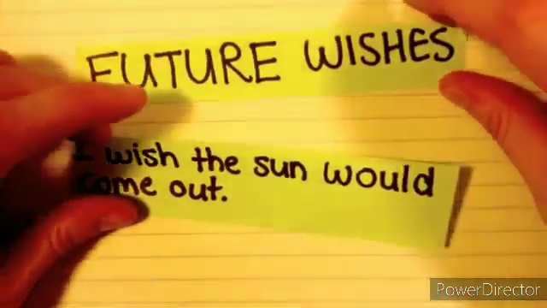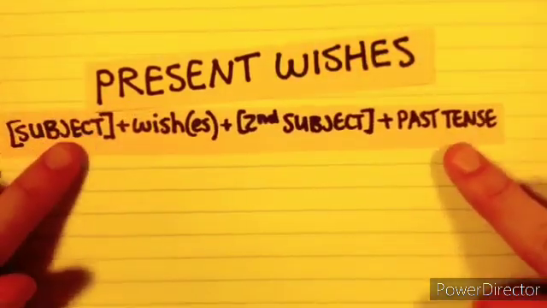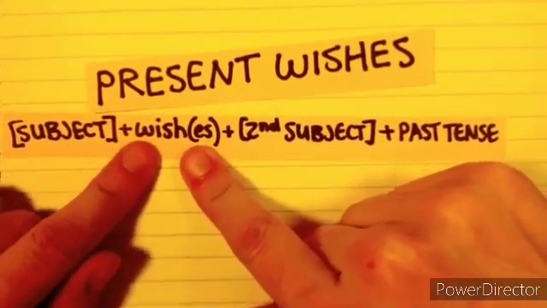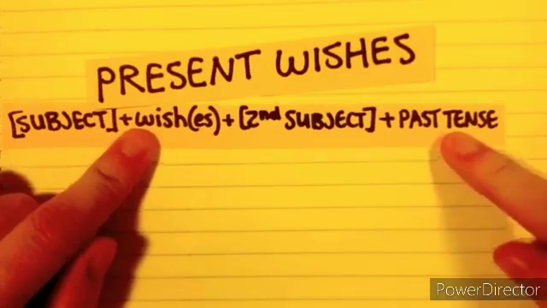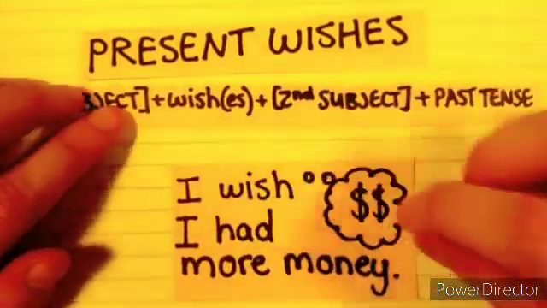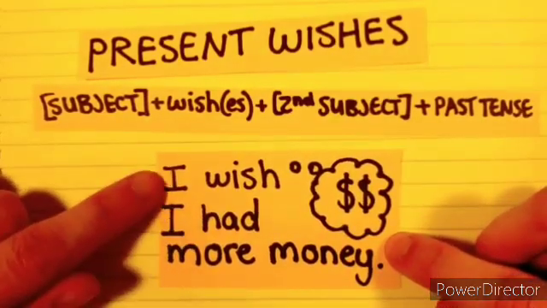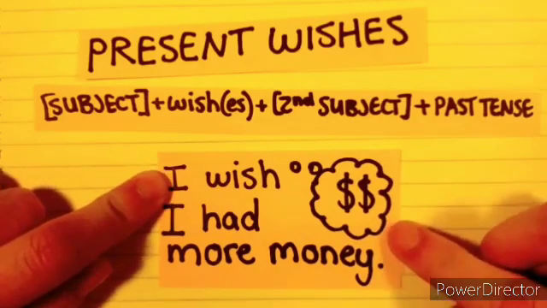So that's future wishes. What about things we wish were happening right now? Well, those are present wishes. And the way we talk about present wishes is to say subject plus the correct form of the verb to wish plus the second subject, and then we add a verb in the past tense. So for example, we can say, I wish I had more money. Had is past tense. This person wants to have more money right now, so they say, I wish I had more money.